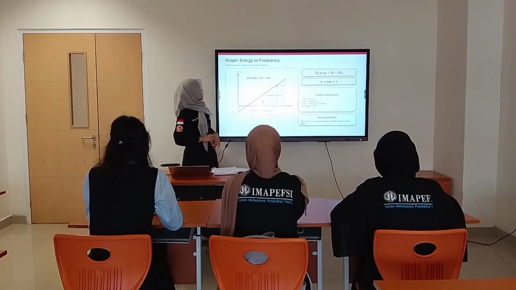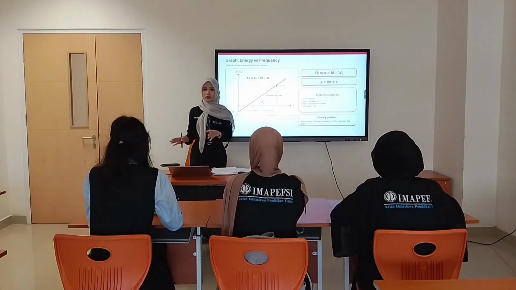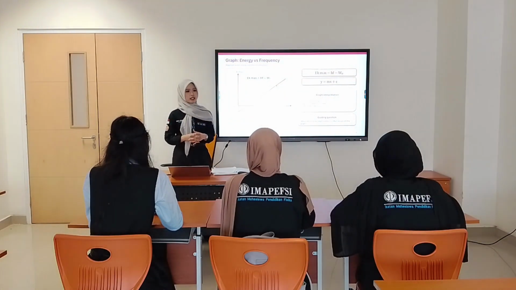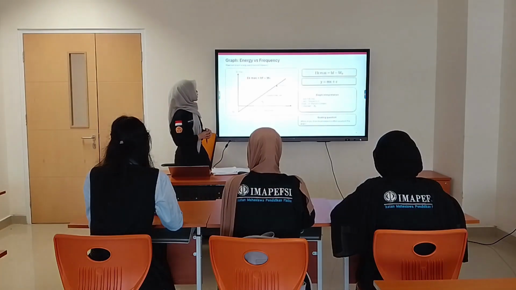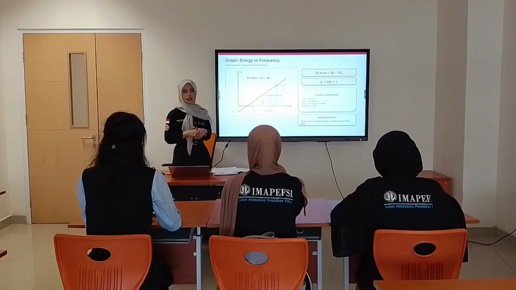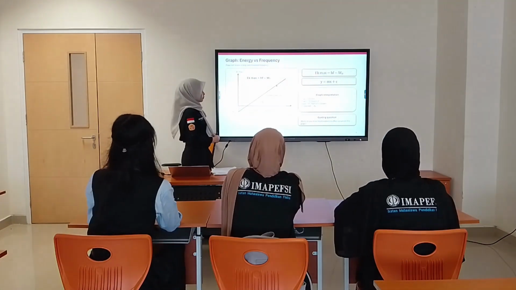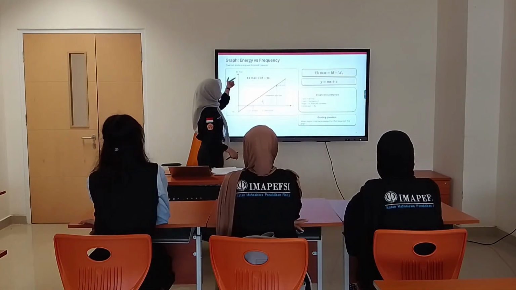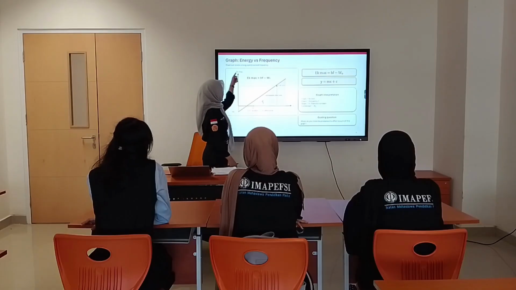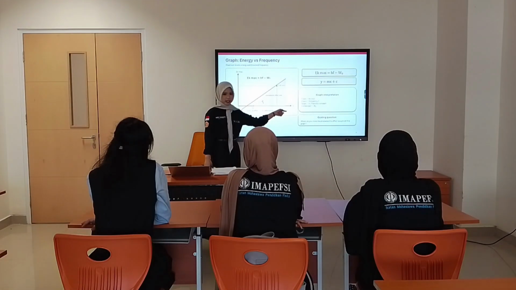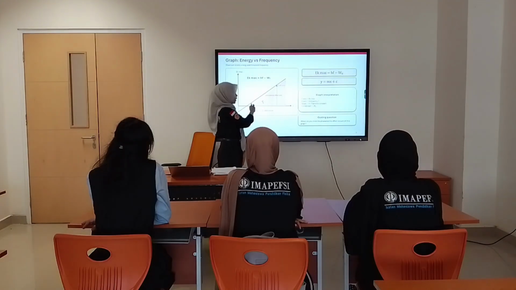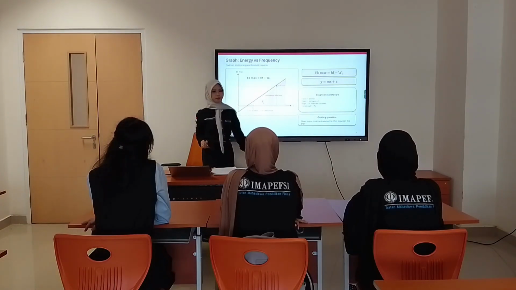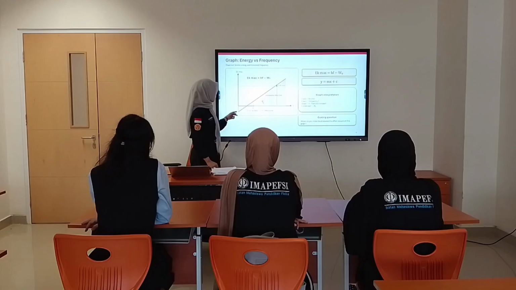Okay, next, from this photoelectric effect, we also discussed the graph. This graph shows us the relationship between energy versus frequency. On the y-axis, there's KEmax. On the x-axis, there's frequency. And the slope is h. And the y-intercept is minus W0.